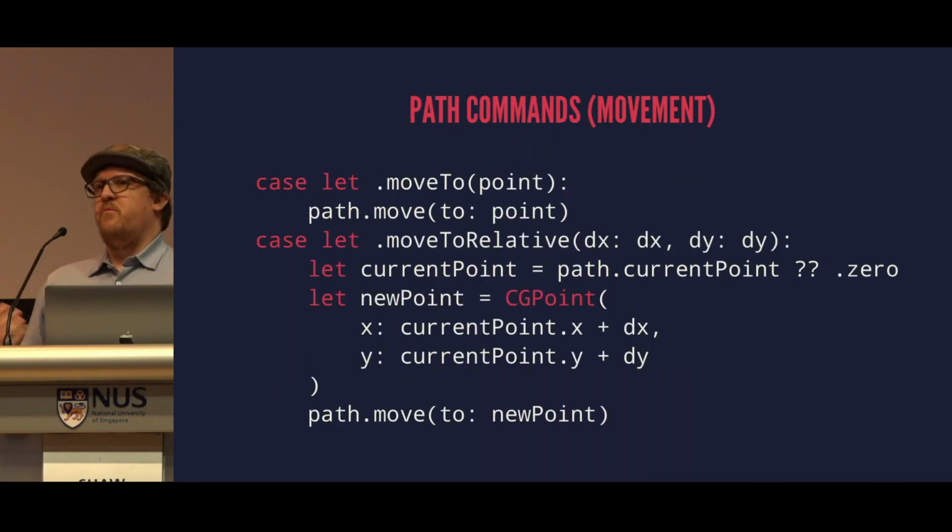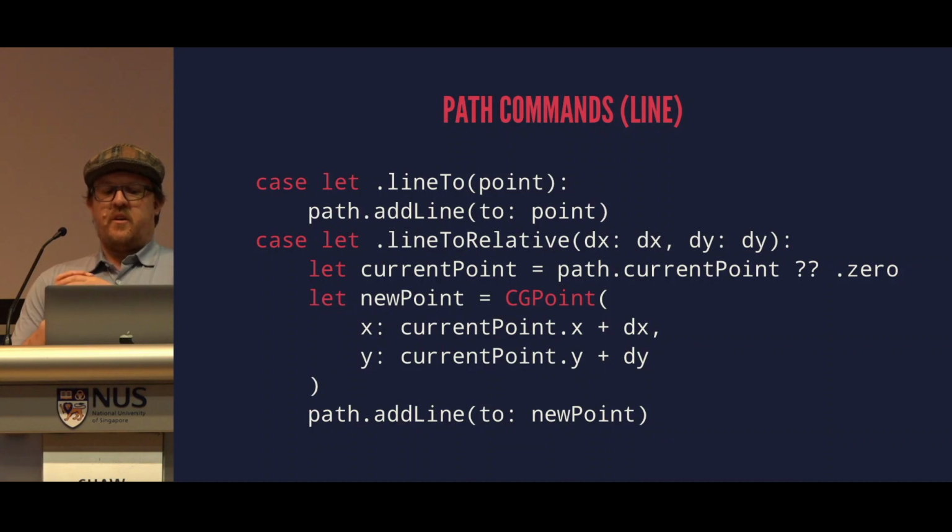Move to. Very simple, we're just going path.move to point. Relative version then means we need to get the current point and apply differences there. Current point is optional, so if we don't know the current point, we just assume 0. And away we go.